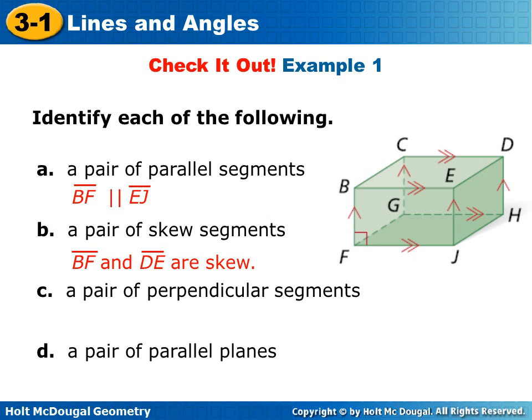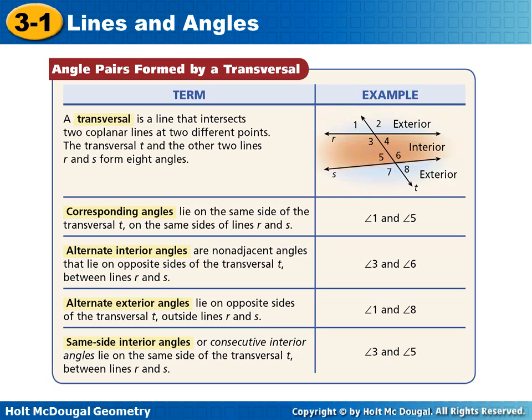A pair of skew segments, one example would be BF and DE. They are not parallel, but they are never going to intersect. A pair of perpendicular segments would be maybe BF and FJ. BF and FJ make a right angle. And a pair of parallel planes would be FJH, the bottom, and plane BCD, which is the top. So those two are parallel to each other.